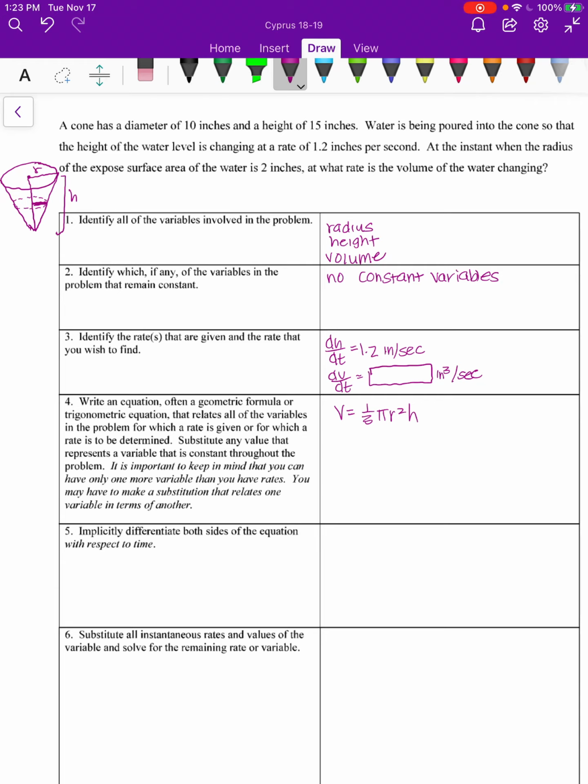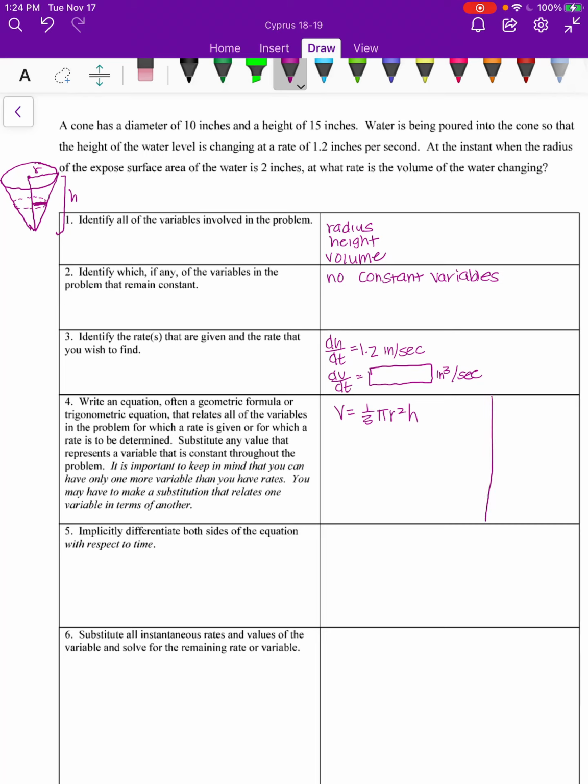But just like I said, we have r in our equation. I don't want to differentiate with r in the equation because then I'm going to end up with dr/dt, and we don't have a dr/dt, and we don't know how to find dr/dt. So I need to come up with some other kind of relationship with r and my cone so that I can figure this out. The very first sentence is where we get this relationship. It says a cone has a diameter of 10 inches and a height of 15 inches.